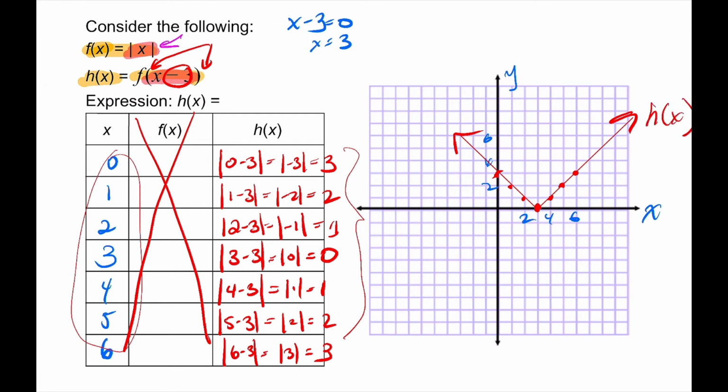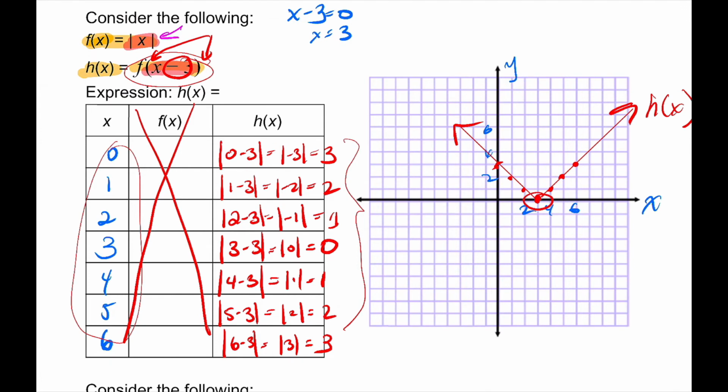So hopefully from seeing this, we can see why this is horizontally shifted to the right by 3. What's inside the function, we want to map back to the parent function. In this case, how do we get 0 as a starting point from our absolute function? In this case, x has to be 3, so that's why it's moved to the right 3. So that is horizontal translation.